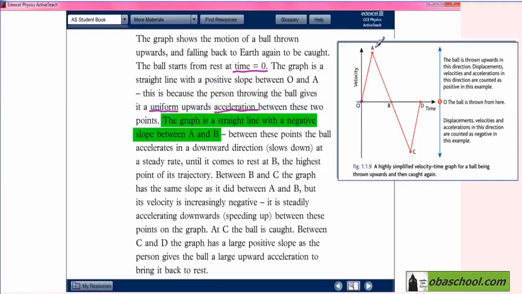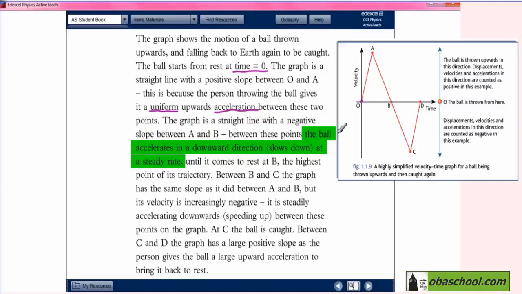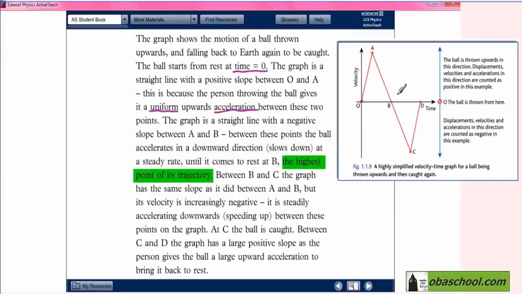And we can see that the graph is a straight line with a negative slope between A and B. Between these points, the ball accelerates in a downward direction, which means it slows down at a steady rate, until it comes to rest at B, the highest point of its trajectory.